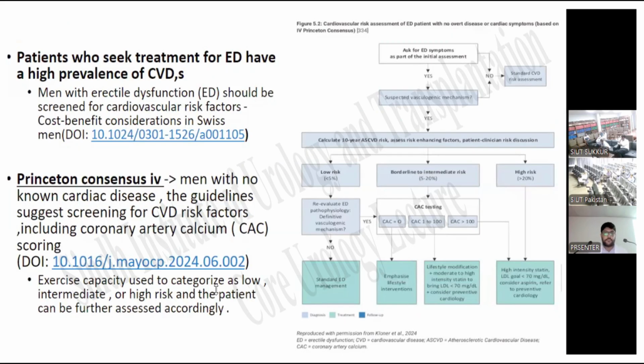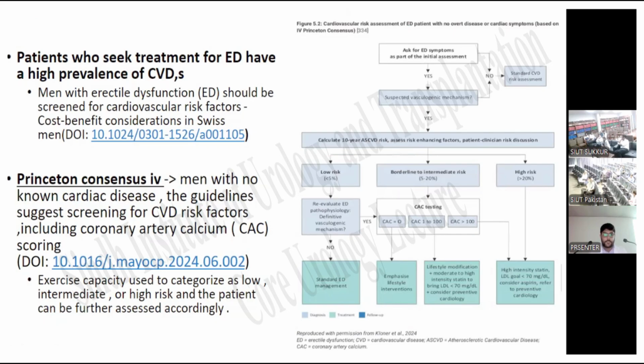Patients who seek treatment for erectile dysfunction have a high prevalence of cardiovascular disease. Men with erectile dysfunction should be screened for cardiovascular risk factors, with cost-benefit consideration. Based on consistent men with no non-cardiac disease, the guidelines suggest screening for cardiovascular disease risk factors including coronary artery calcium, exercise capacity, categorized as low, intermediate, or high risk, and the patient can be further assessed accordingly.